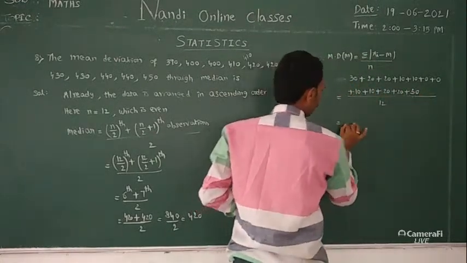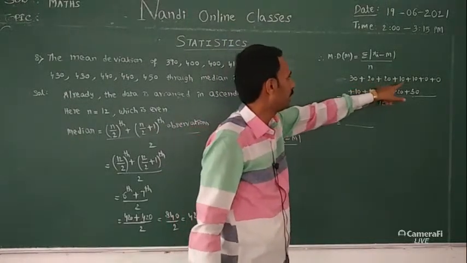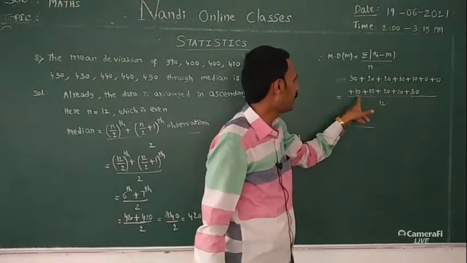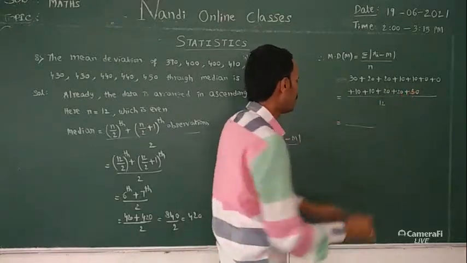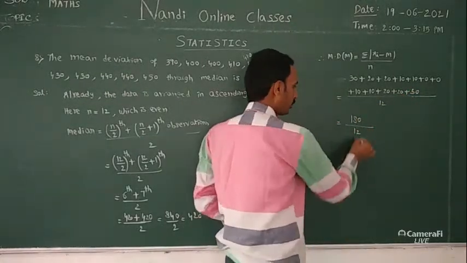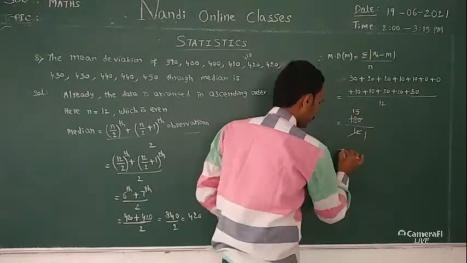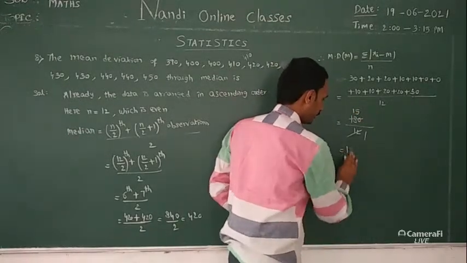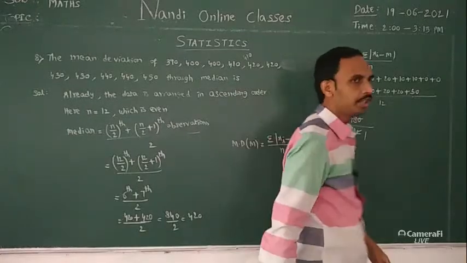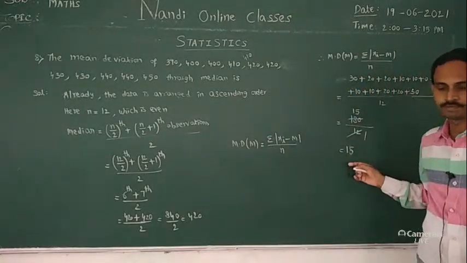Adding it: 30 plus 20 is 50, 70, 80, 90, 100, 130, 150, 180. So 180 divided by 12 is 15. So the mean deviation about the median for this problem is 15. Write it.